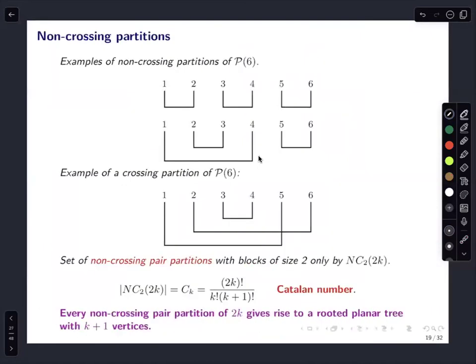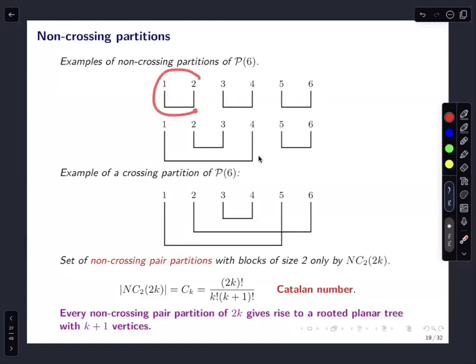Now, these integrals are not enough to describe the moments. What I need to know is also some kind of partitions, so let me recall what these partitions are. I look at examples of non-crossing partitions, on partitions of 6. It's best described through pictures. So this is a picture of a partition of 1 up to 6.